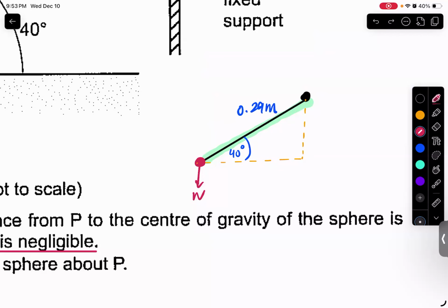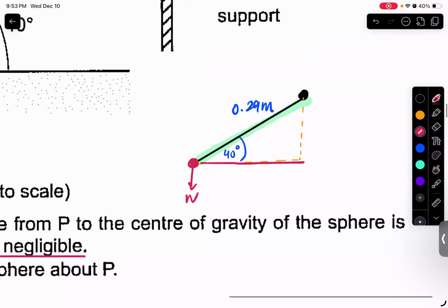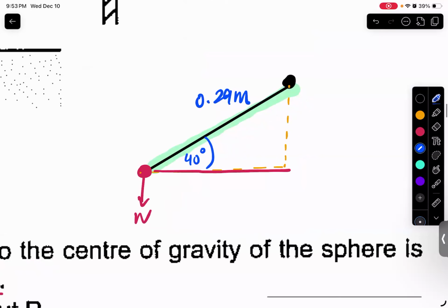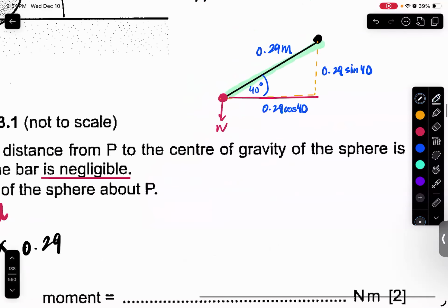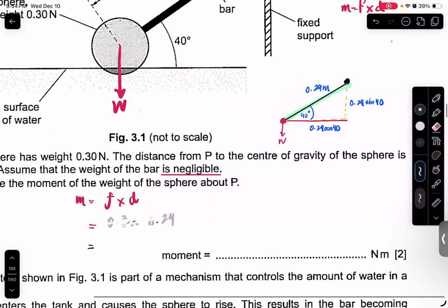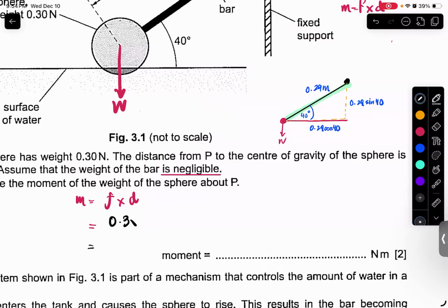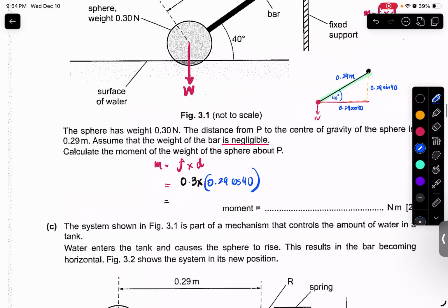So all you need to do is figure out this distance. Now, isn't this just going to be 0.29 cos 40? And isn't this going to be 0.29 sin 40? Because you have the hypotenuse, and if the side in front of the angle is sine, then the side with the angle is cos. So that means the moment is going to be the weight multiplied by 0.29 cos 40. That's how you figure it out.